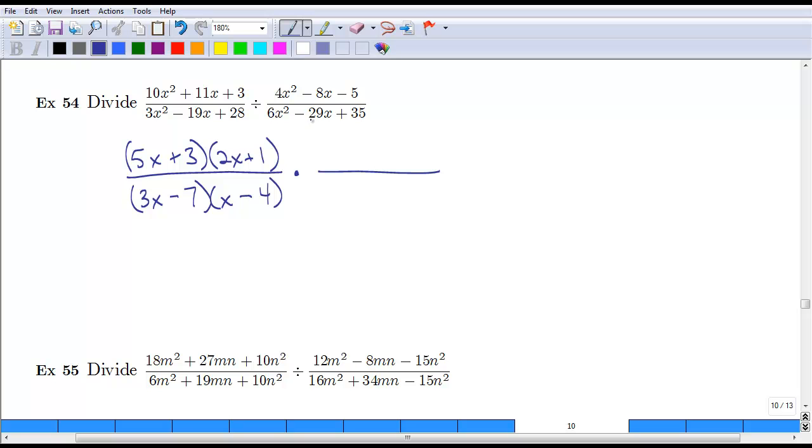The 6x squared minus 29x plus 35 will take a little bit more work as far as trying to do guess and check. I'm going to try 3x and 2x. And with regards to 35, we only have 5 and 7. I'm going to try 7 and 5. If I do that, then I end up with 21 and 14, which does not work.